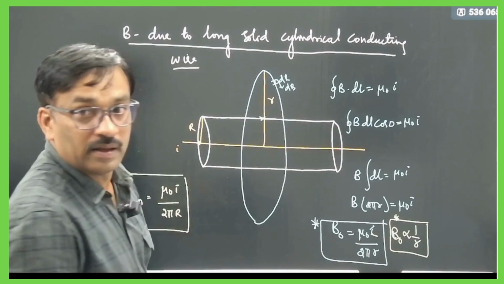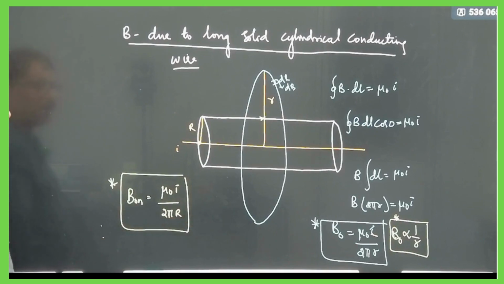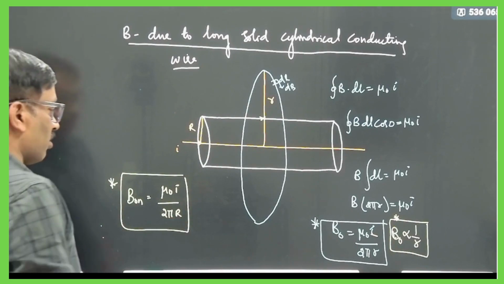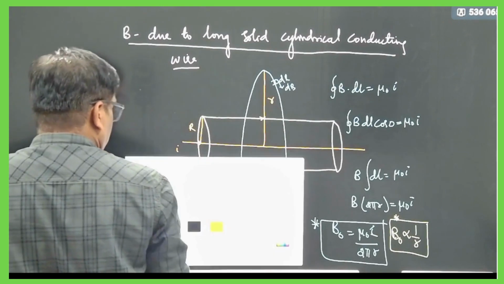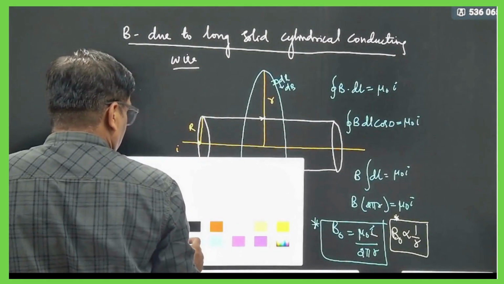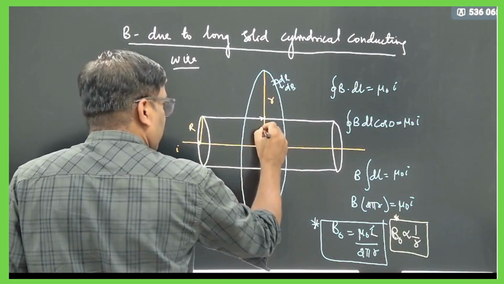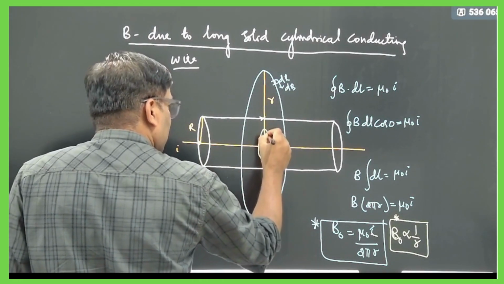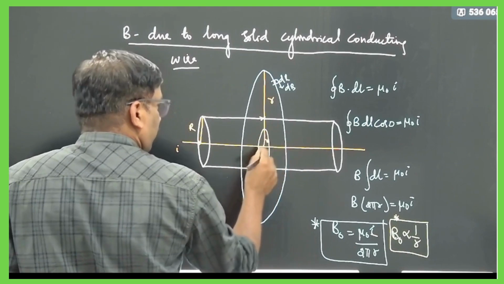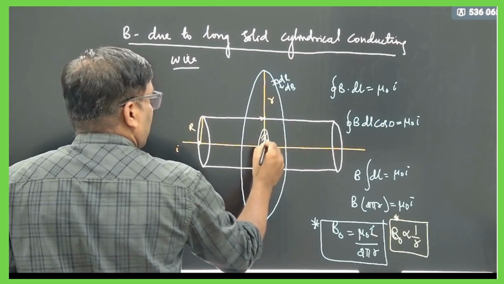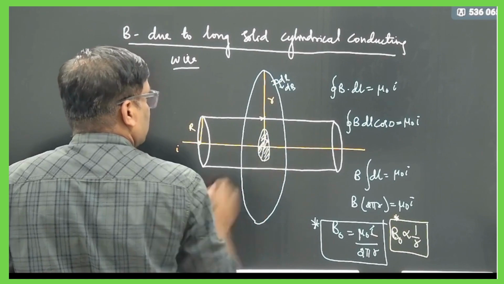This is a simple concept, but now we will discuss what the magnetic field will be inside the wire. We'll take a small distance, small r, inside. So we want to calculate the magnetic field inside the wire now.